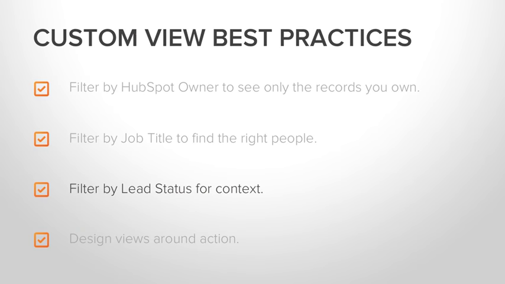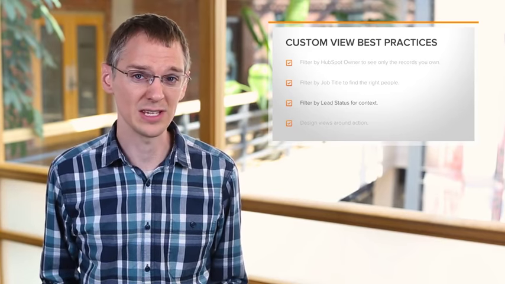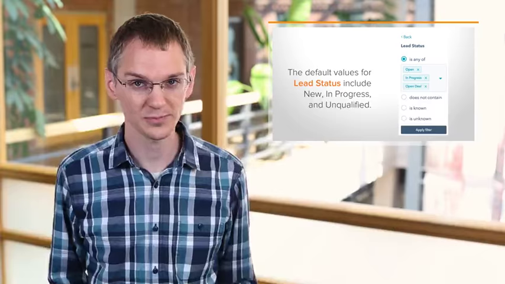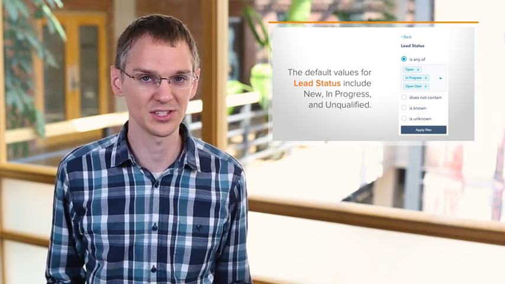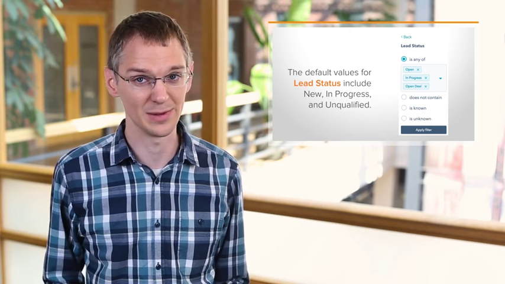Next, filter by lead status for context. Lead status is a property that you can use to keep track of how a person is progressing. The default values for this property include such options as new, in progress, and unqualified. But your team admin can customize these options to be more relevant to your process. Some teams like to add an option such as hot or starred, so they can prioritize the contacts who are most eager to make a move.